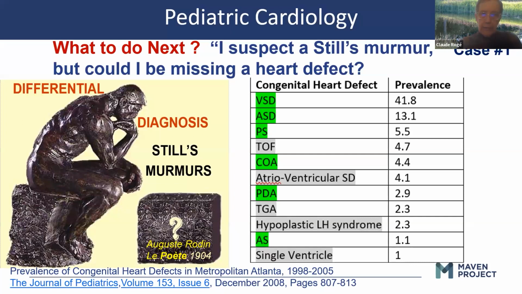The other one in gray, those most likely would have been detected either in utero or shortly after birth. But the one in green is the one that you are going to detect. For instance, ventricular septal defect. Well, why is it not detected in utero and after birth?